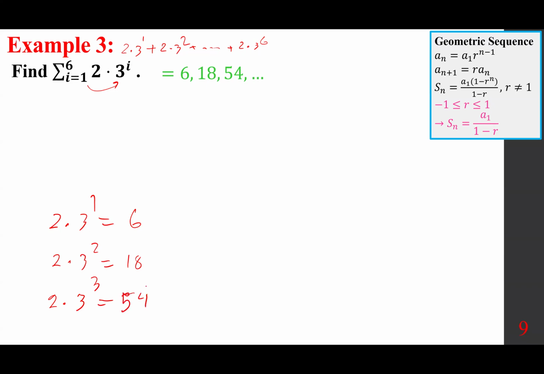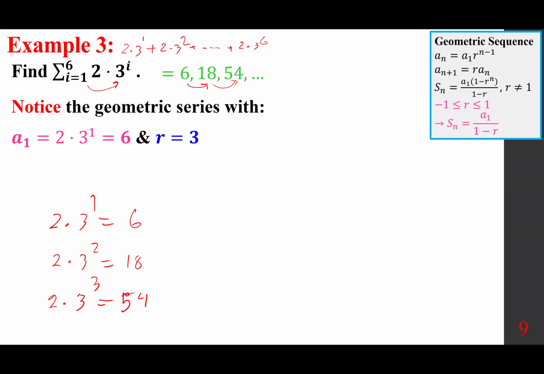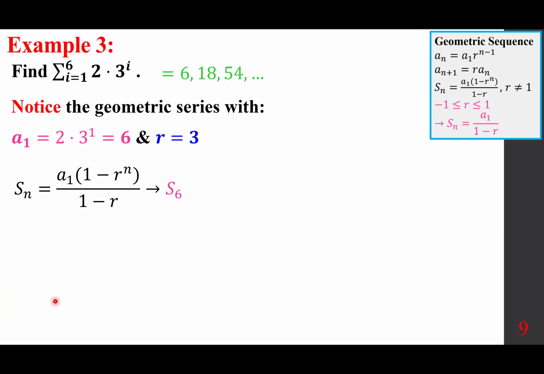And we can clearly see that from here to here, we are multiplying, a sub 1, of course, is 6, and we are multiplying by 3. And so we have a geometric series with a sub 1 being 2 times 3 to the power of 1 equals 6, and R being 3. So therefore, we are going to use the formula that we have here. And let me erase my one. So that's the formula, and we want a sub 6. So that means a sub 1, which is 6, times 1 minus R, which is 3 to the power of 6, over 1 minus 3. So that's the meaning of it.